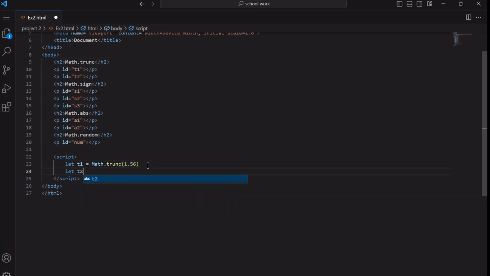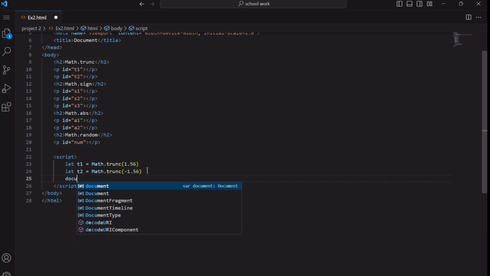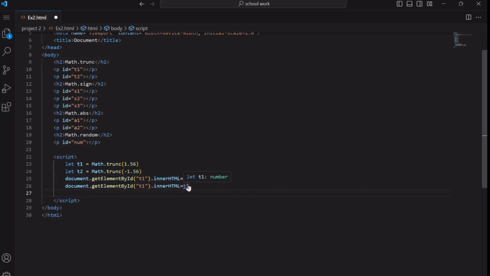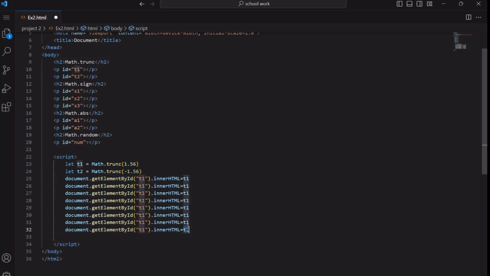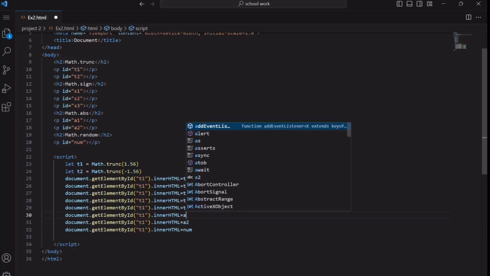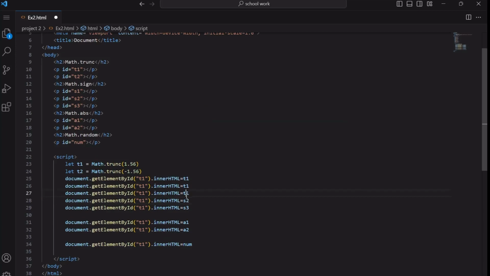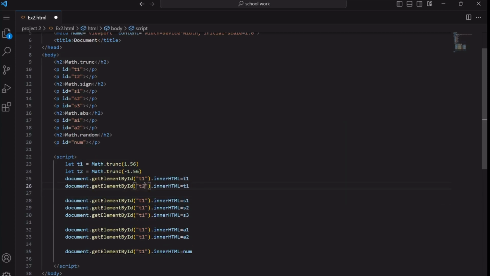Now coming to the script section, for math trunk, we can use positive and negative 1.56. For math sign, we can use positive and negative 5 and 0. For math absolute, we can use positive and negative 5.4. And for random, it would just be a random number without being multiplied with any other numbers.